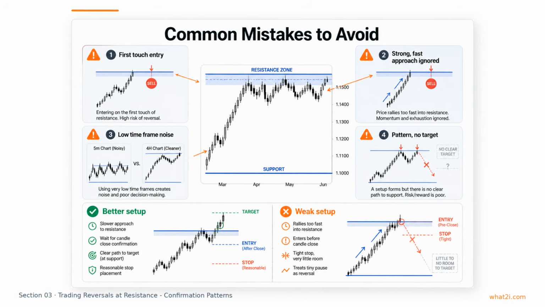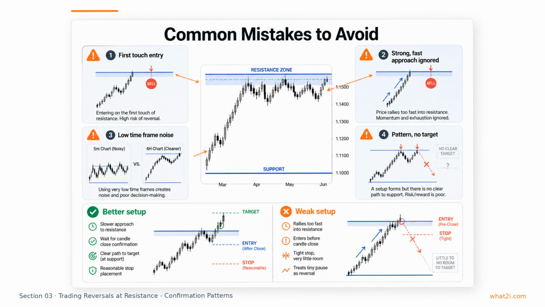Most poor reversal trades fail because the trader rushed or ignored the surrounding context. Entering on the very first touch of resistance is a common mistake, especially when there is no confirmation at all. Ignoring a fast, powerful approach into the level can also be dangerous because that kind of momentum raises breakout risk. Very low time frames add noise and often make ordinary fluctuations look more meaningful than they are. Another mistake is focusing so much on the candle pattern that you forget to check whether there is enough room to the target. The pattern matters, but the full setup matters more.